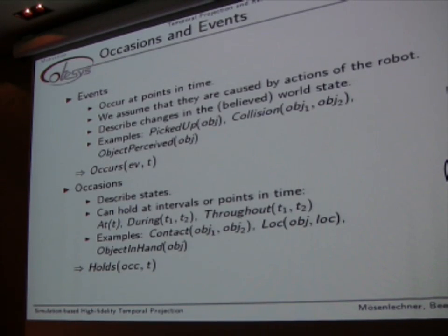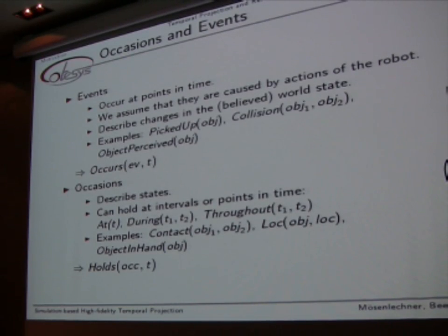Events basically describe the transitions between states in the world, and examples include picked up, or the collision that happens between objects when it starts to happen, or another event is when the collision ends, or perception creates an event, an object perceived event. And to reason about these events, we define the predicate occurs. Occurs gets an event specification plus a time specification.